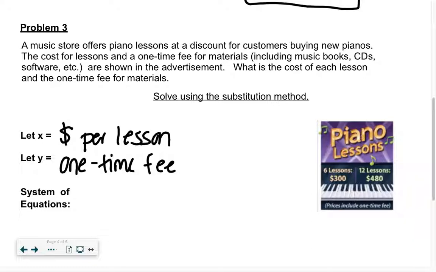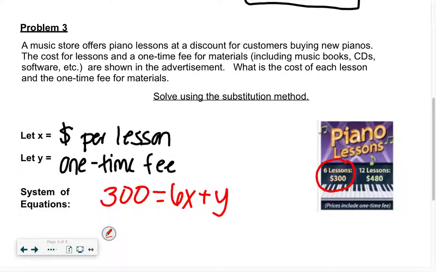So, I know over here in this advertisement that 6 lessons cost $300. So my grand total is $300. I want to know what goes into that $300. I know I get 6 lessons, but I don't know how much they cost, right? So 6x plus my one-time fee, which is y.